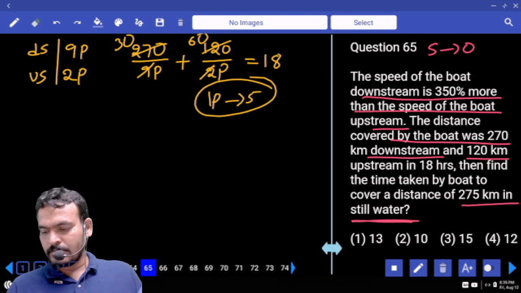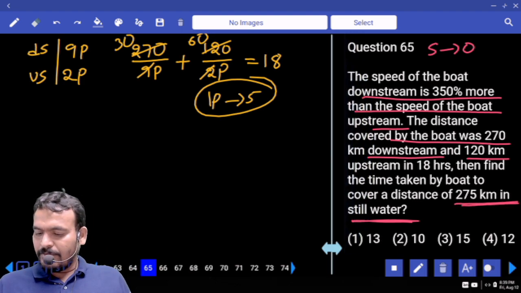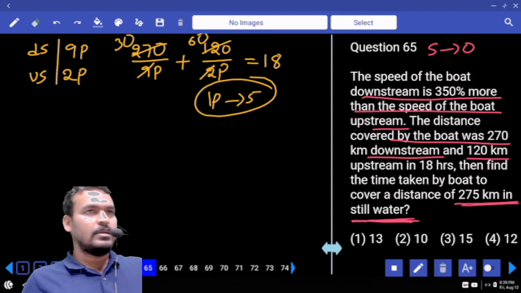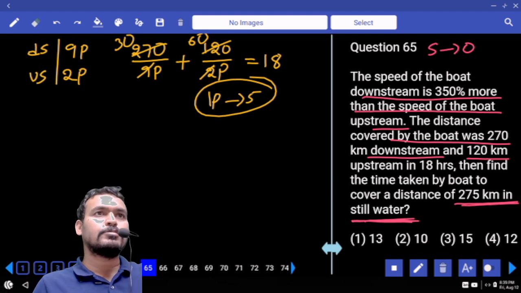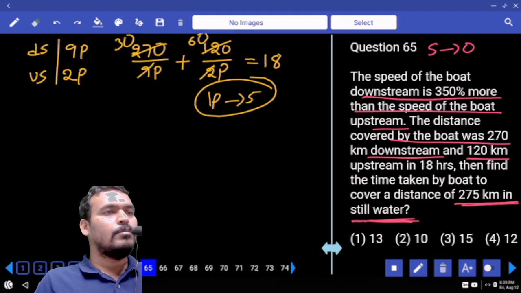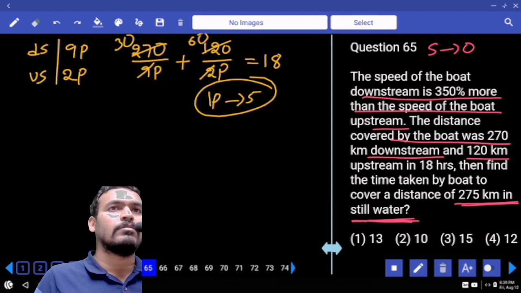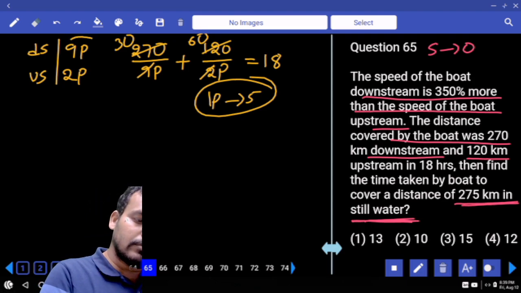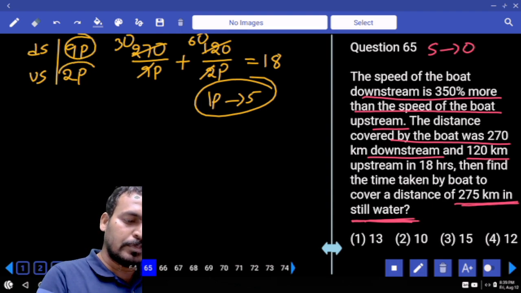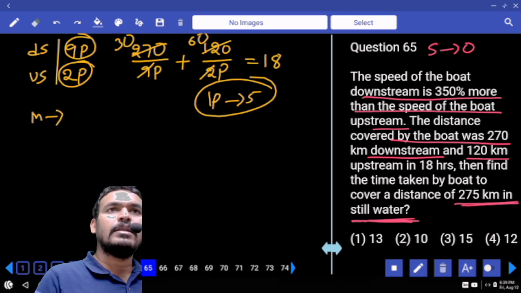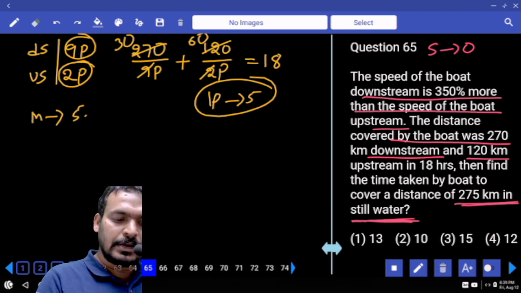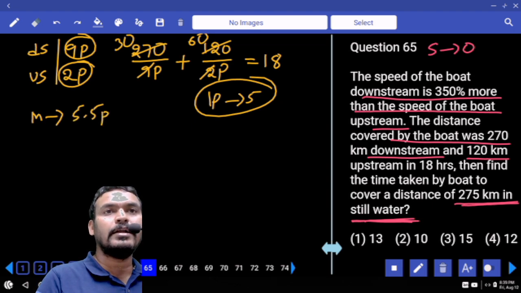What is the question here? 275 kilometers in still water. In still water means if you take either downstream or upstream, in the downstream case we write m plus 0, but in the upstream case it is m minus 0. Means definitely we require m value, or s value? M value. What is the downstream speed? 9 parts. Upstream speed? 2 parts. Then speed of the boat is 9 plus 2 by 2, or not? 9 plus 2, 11 by 2 means 5.5 parts or not? 5.5 parts.